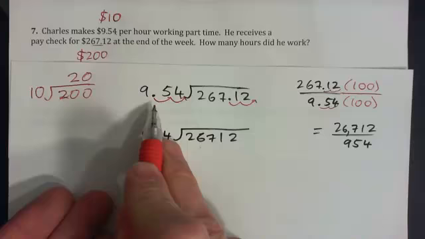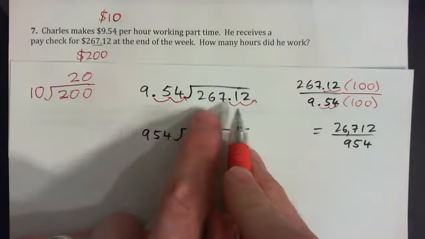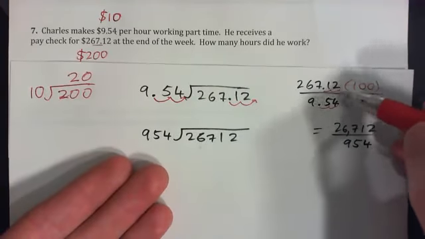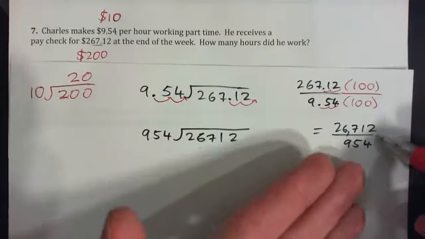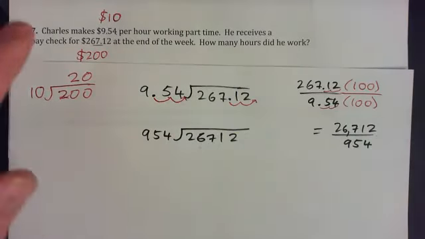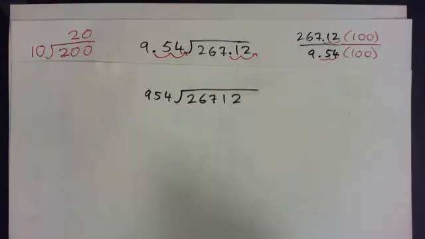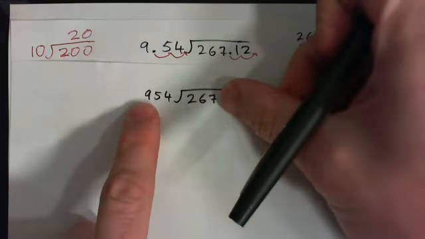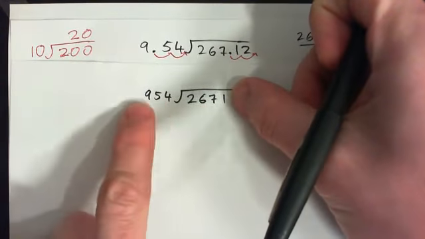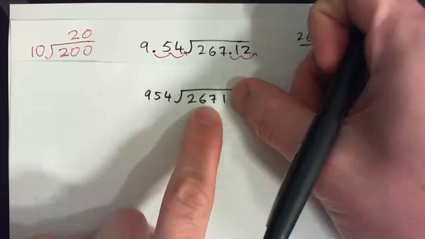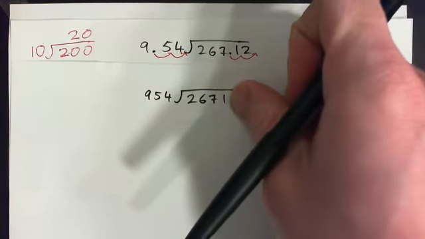So when I'm moving these decimal points to the right in the divisor and the dividend, I'm basically multiplying the top and bottom of the fraction by 100. And it stays the same value, it just looks different. Anyway, now we've got a long division problem to do. Okay, so doing long division on this, 954 into 267 won't go. But how about 954 into 2,671? That'll probably work.